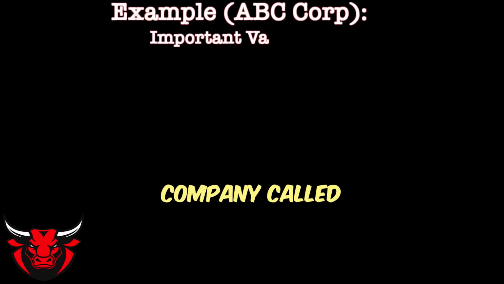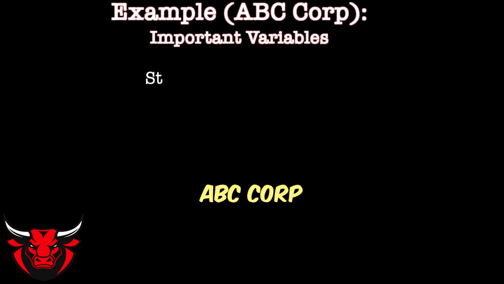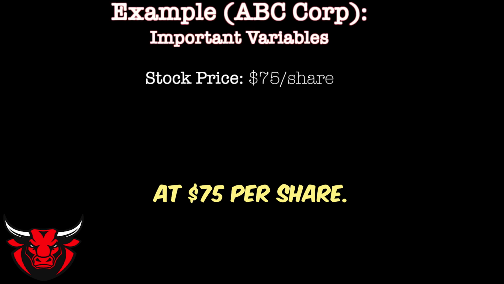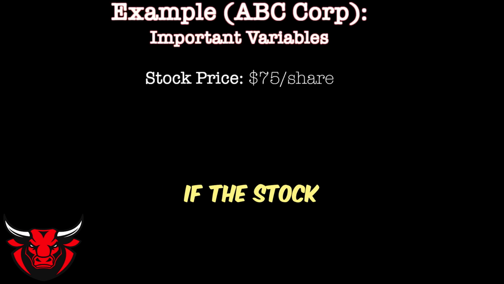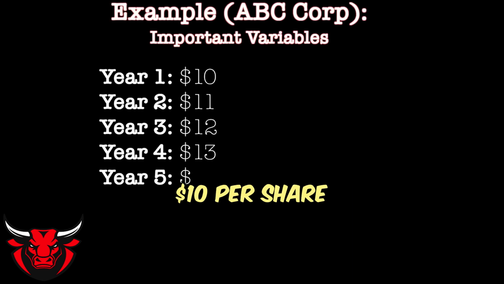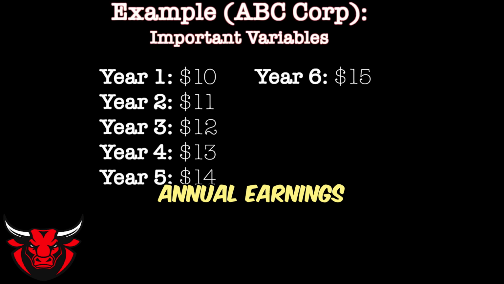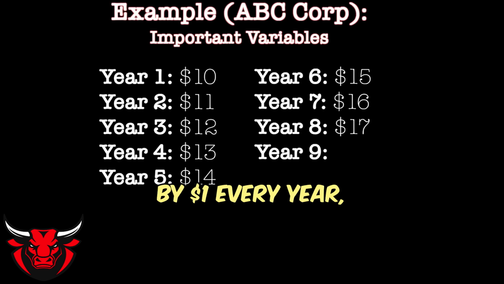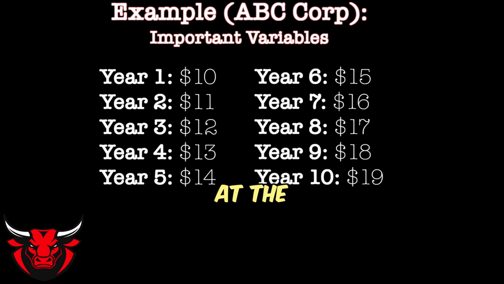Let's take a hypothetical company called ABC Corp. ABC Corp stock is selling at $75 per share, and we want to know if the stock is undervalued compared to its intrinsic value. Let's say ABC Corp will operate over a 10-year period and make $10 per share in the first year, growing its annual earnings by $1 every year, all the way to $19 per share at the end of year 10, in which it will stop operating.